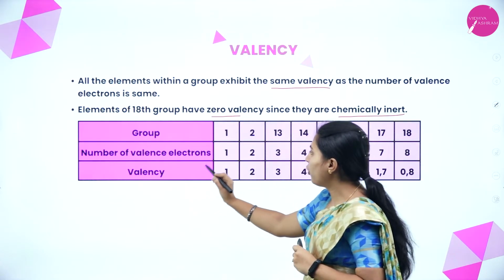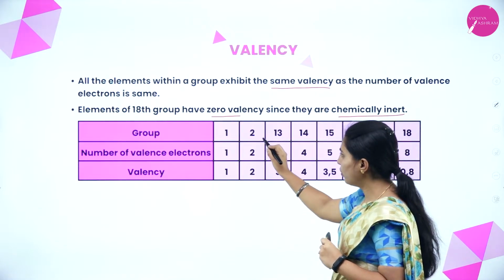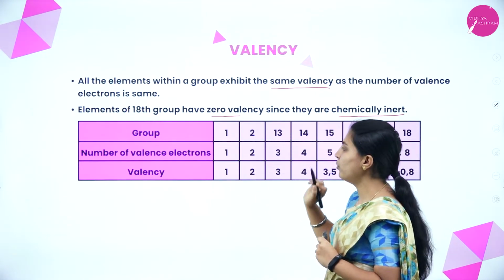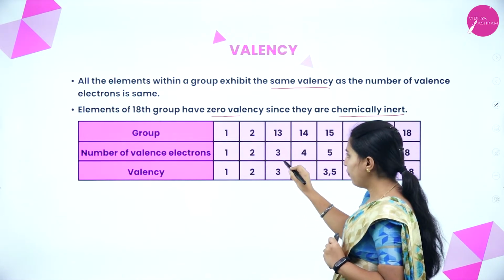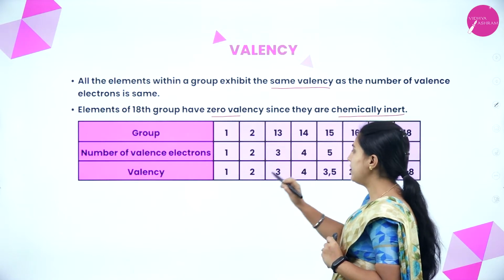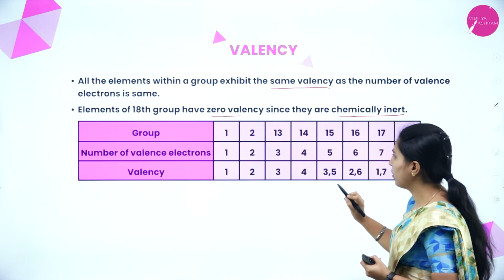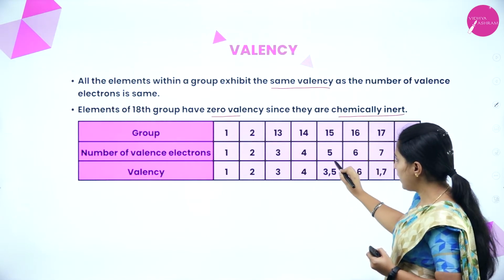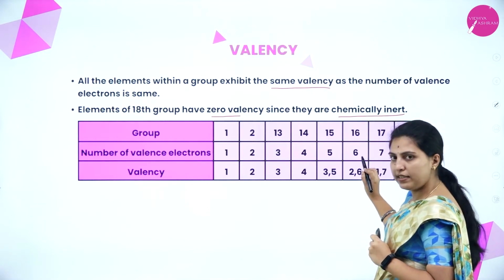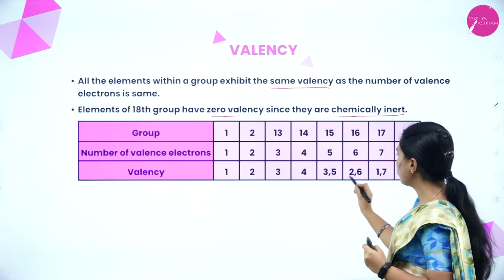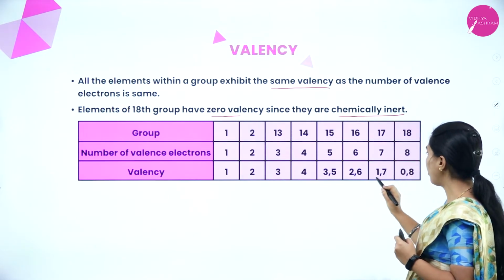Group 1, number of valence electrons is 1, valency is also 1. Group 2, number of valence electrons is 2, valency is also 2. Group 13, number of valence electrons is 3, valency is 3. Group 14, valence electrons 4, valency 4. Group 15, valence electrons 5, valency 3 or 5. Group 16, valence electrons is 6, valency is 2 or 6. Group 17, valence electrons is 7, valency is 1 or 7.